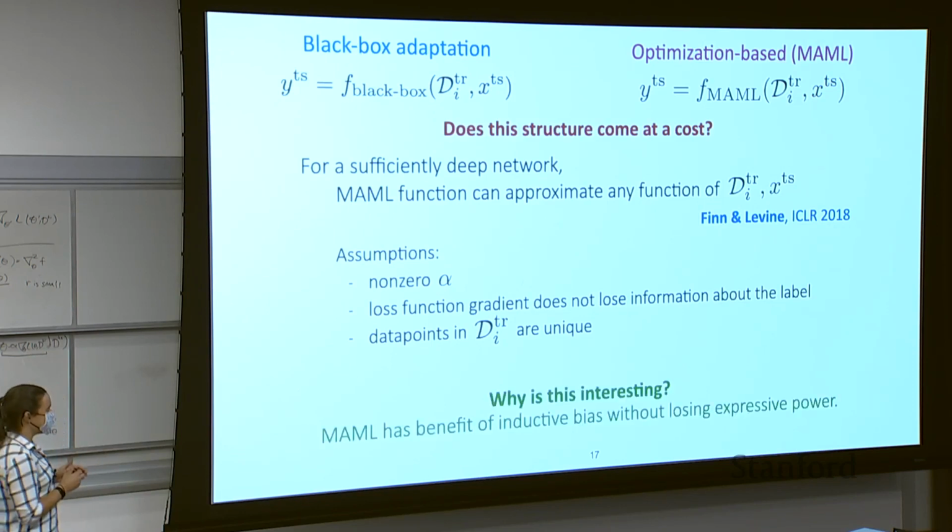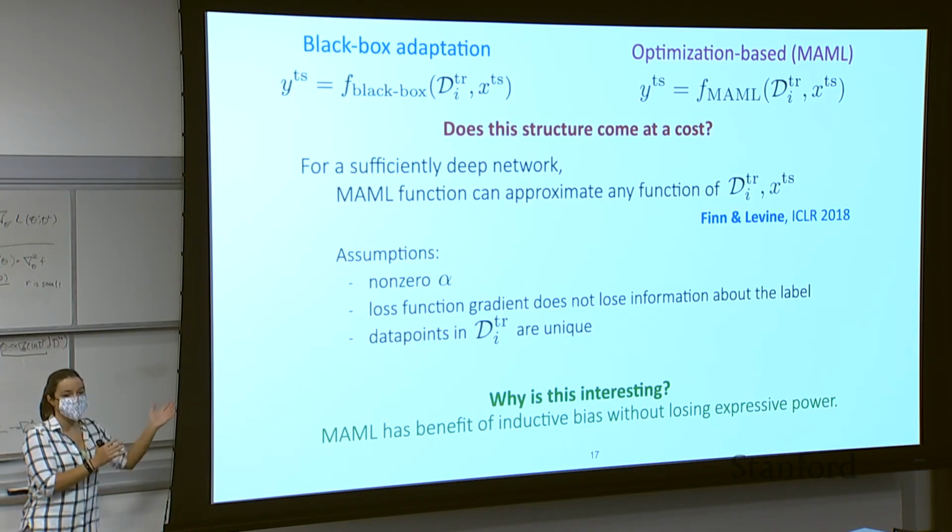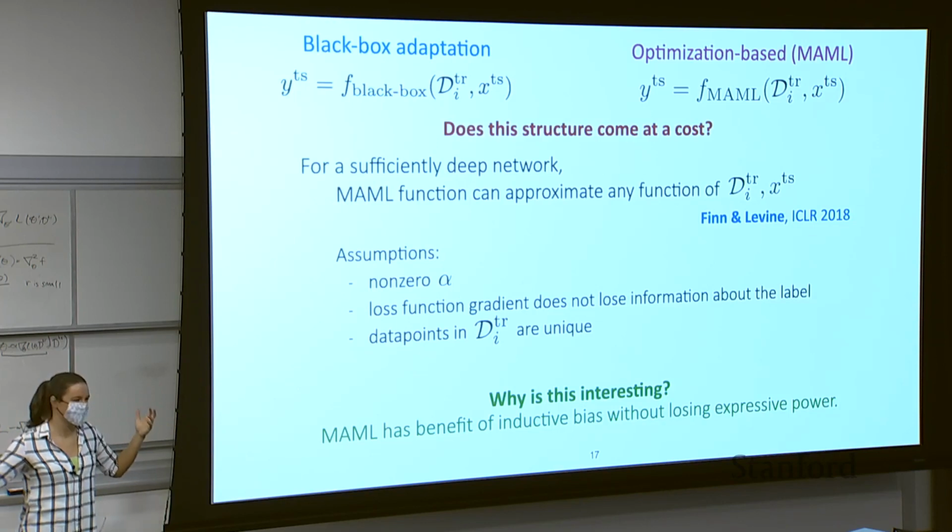And this is interesting because this means that in some ways, MAML has the benefit of building in the structure or inductive bias of gradient descent compared to these black box approaches without necessarily losing the expressive power that you get from a neural network representing a learning procedure.